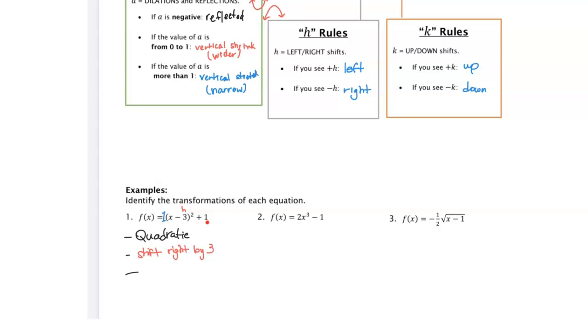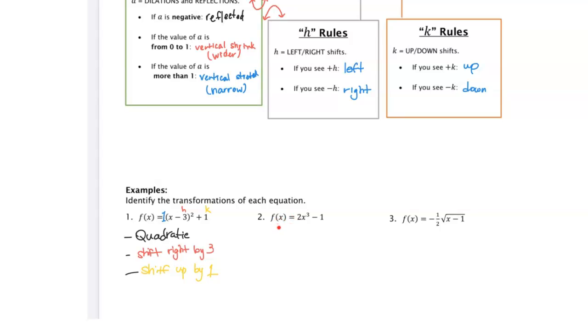The next thing that we have at the end is our plus 1. That's our K value, and our K is a plus 1. So if we go to our K rules, the K shifts up and down. So in this case, we have a plus 1, so that's a plus K. So we have a shift up by 1. And those are our transformations for number 1.